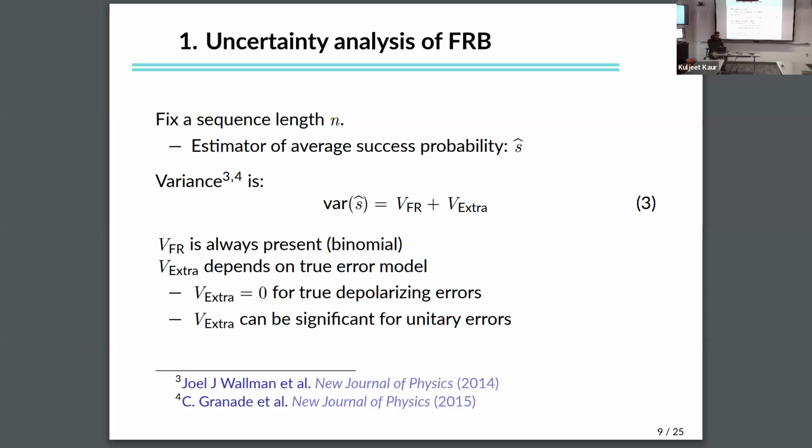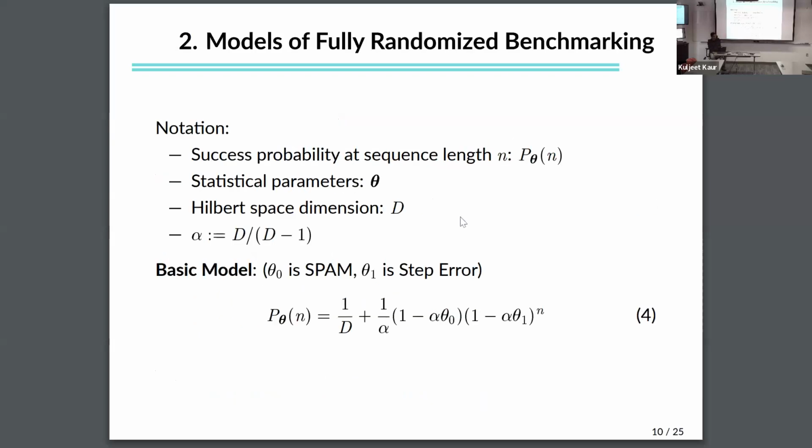the different models of fully randomized benchmarking that we're interested in. So to introduce these models, I wanted to talk about some notation. What really matters in randomized benchmarking is the success probability at sequence length n. Here that's denoted with p sub theta of n, where bold theta is just any list of parameters that you have statistically in your model of the experiment. So that's a very general statement. It's just that you have some p theta of n.